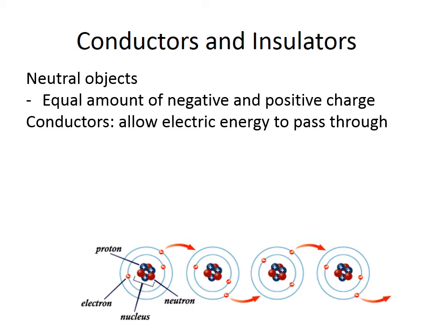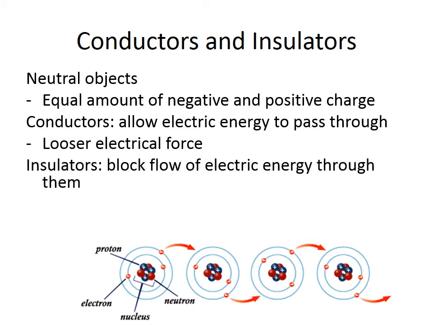Conductors are going to allow electricity to pass through. You can see in the picture that like one electron goes to the next one and then kicks one over to the next atom, kicks one over to the next atom. They can do that because there's a looser electrical force between the nucleus of the atom and the electrons on the outside. So they're able to do that. They can kick from one to the other.